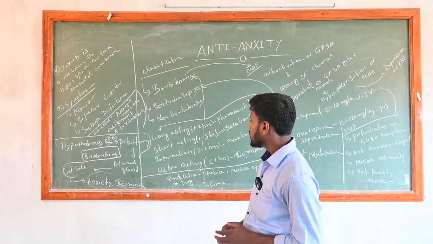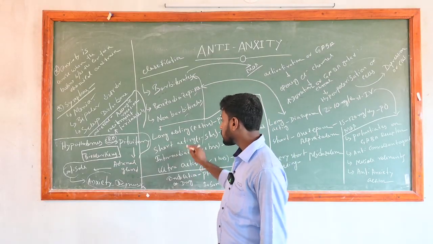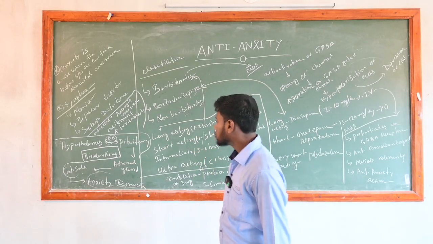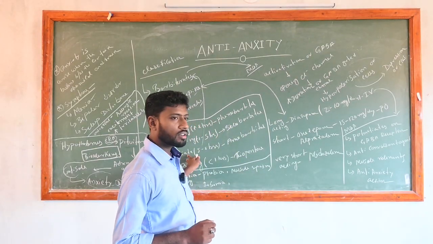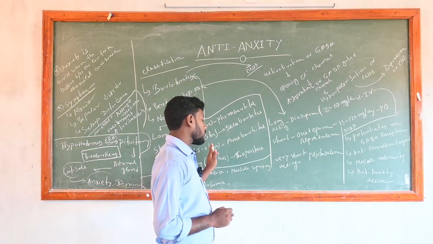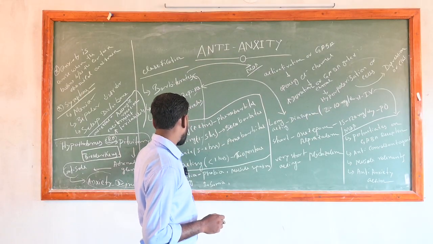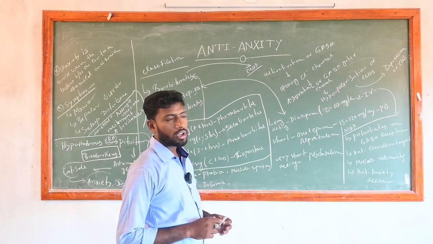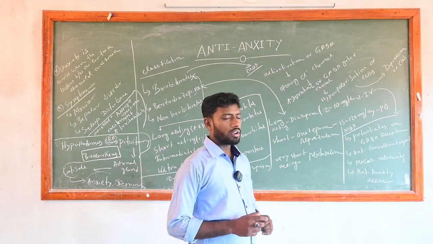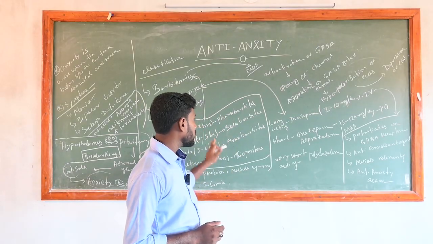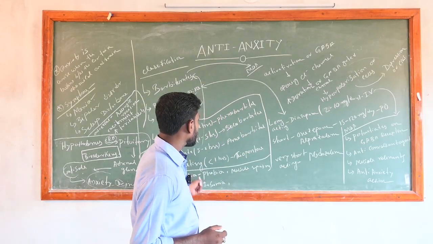First, the barbiturates. The barbiturates are divided into four parts. The first is short acting, meaning the drug acts in our body for 1 to 2 hours. The second is long acting. When the drug is taken orally, IV or IM, and the half-life increases, that is called long acting.